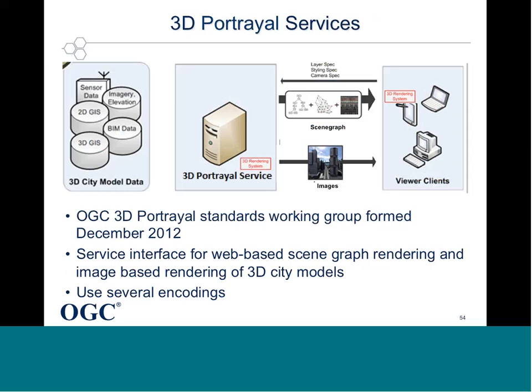In the OGC 3D Portrayal Services Working Group, they're defining how different 3D models can be brought to the mobile device depending on the resources that are available. In some cases, it may be better to transfer the whole model and to have the scenes selected once it's on the mobile device. In other cases, where there's very low computational power or low bandwidth available, you may want to have only images transmitted to the viewing client. And so the 3D Portrayal Service defines an interface so that you can choose between these different ways of handling the 3D city models.